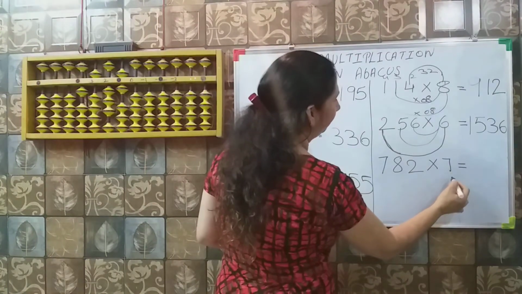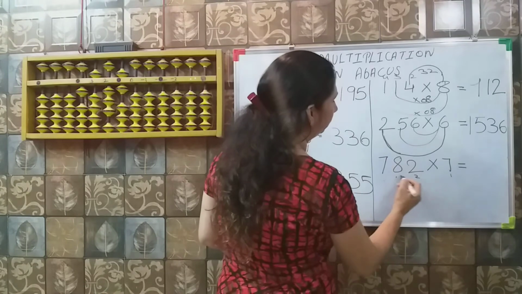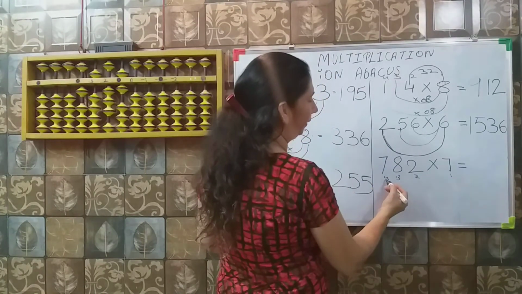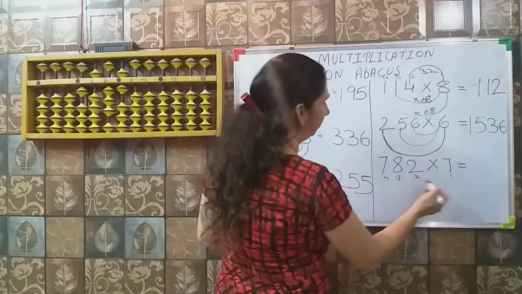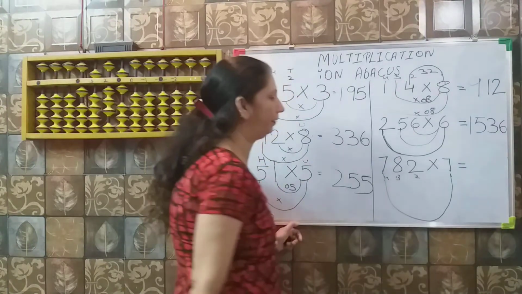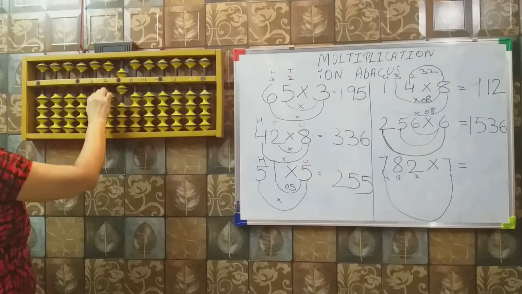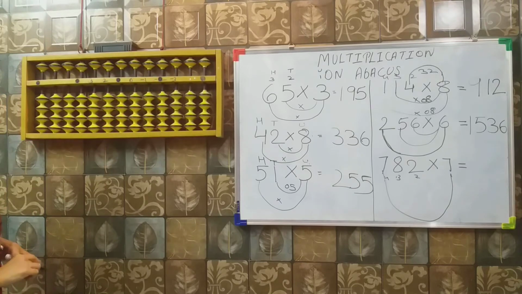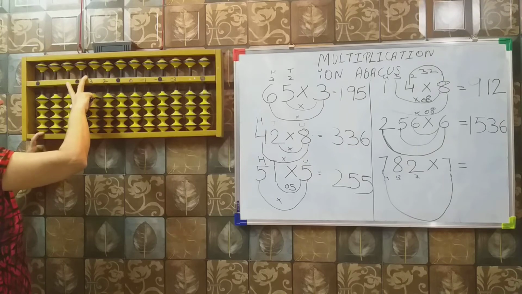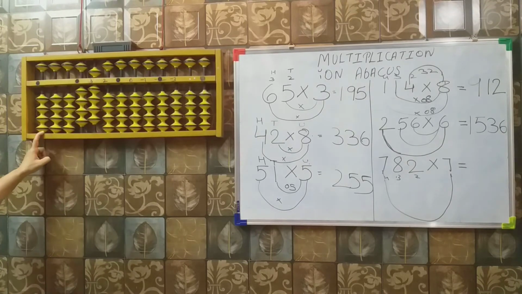So again, we have to count the digits: 1, 2, 3, 4. Then from which place do we have to start? From the fourth place. Our fourth place is the thousand place. So we will start from the thousand place. First 7 into 7. 7 into 7 is 49. Again set your abacus to 0 first. Now 7 into 7 is 49, so 4 on the thousand place and 9 on the hundred place.